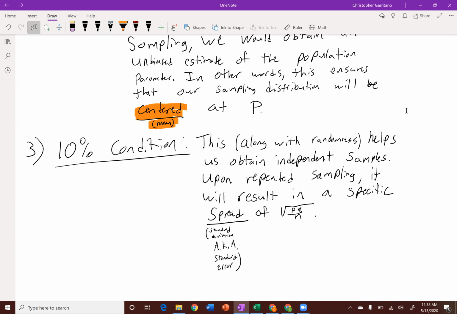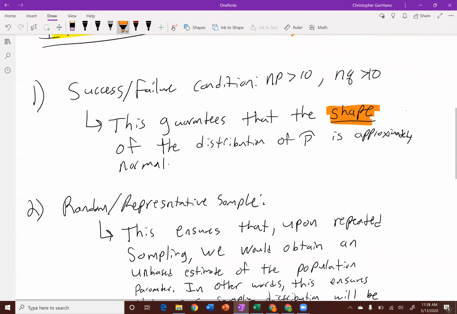Why is that important? Well, upon repeated sampling, if we have independent samples, in other words, if this condition is met along with randomness, it will result in a specific spread of the distribution of p-hats. And when I say the word spread in this case, I'm referring to standard deviation, or in the context of sampling distributions, standard error. So the 10% condition is the item that guarantees us our spread of the square root of pq over n.